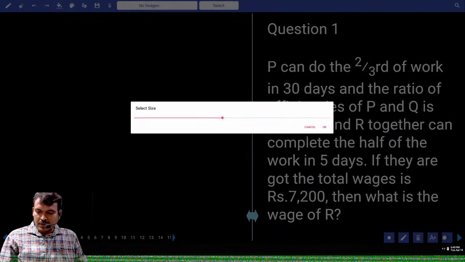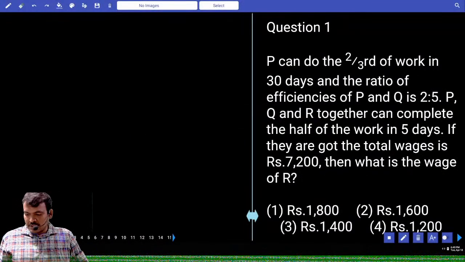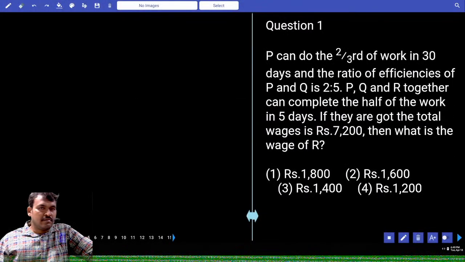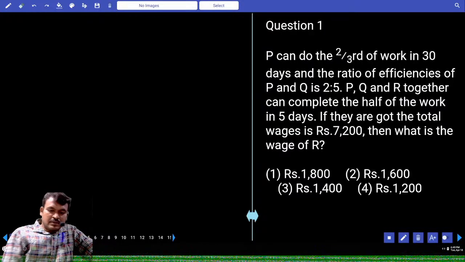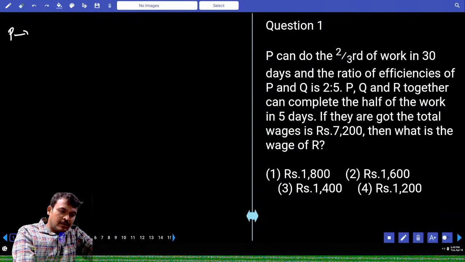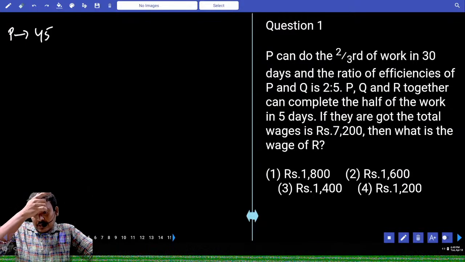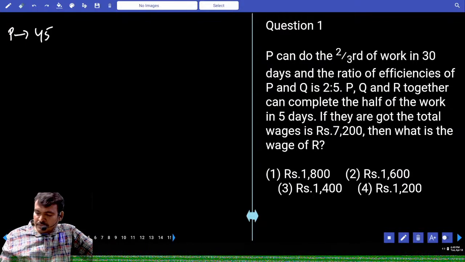P can do 2/3 of the work in 30 days. That means 2 parts take 30 days, so 1 part takes 15 days, and 3 parts take 45 days. P alone takes 45 days. And P, Q, and R together can complete half of the work in how many days?